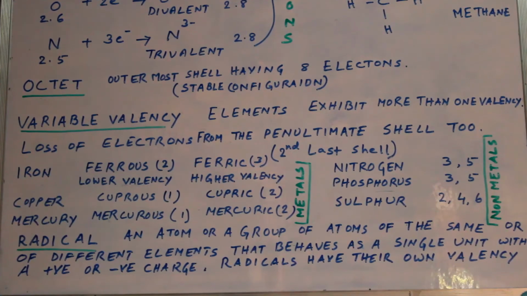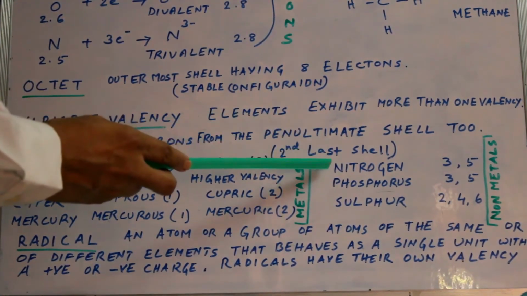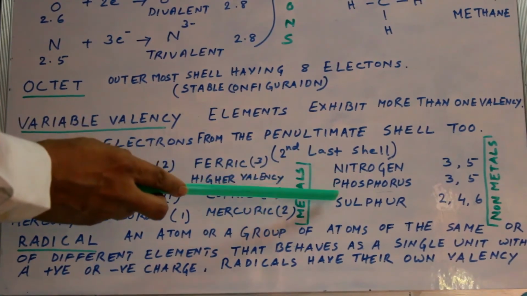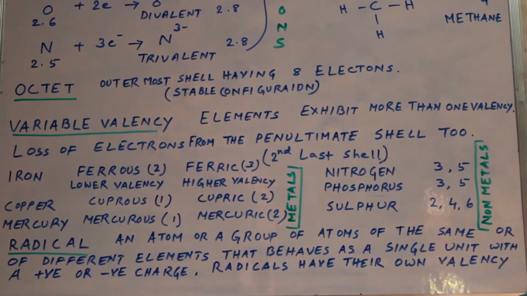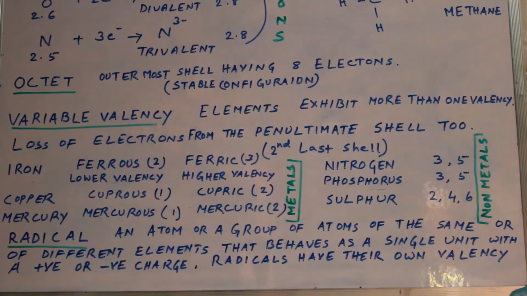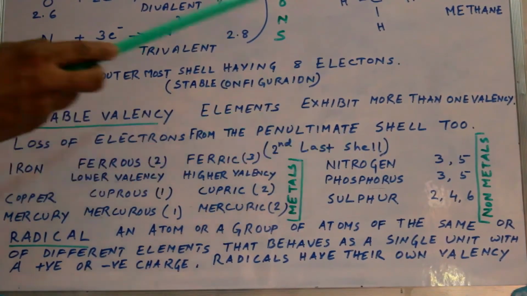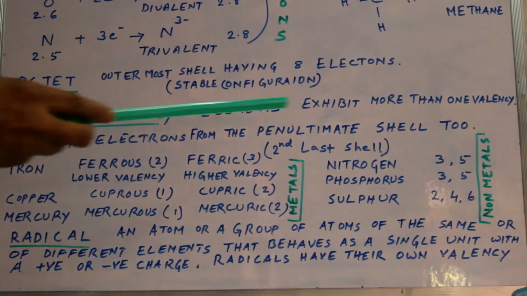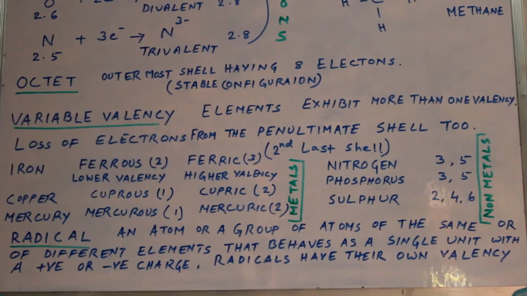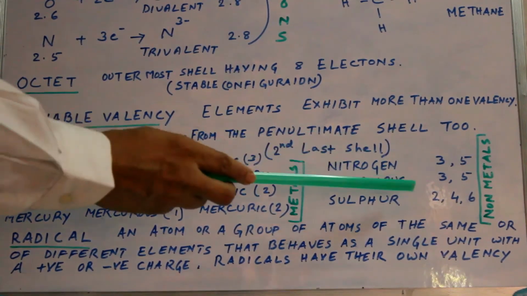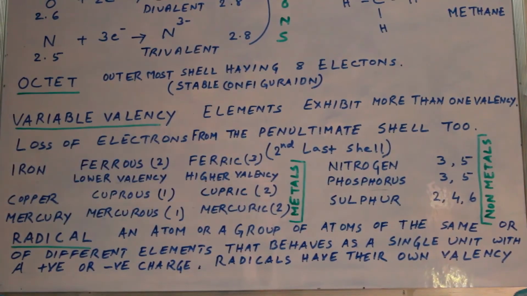In case of non-metals, now just memorize these three non-metals: nitrogen, phosphorus and sulfur. These three are very, very important. They exhibit variable valency. Nitrogen and phosphorus exhibit 2 variable valencies, 3 and 5, and sulfur exhibits 3 variable valencies, 2, 4 and 6.